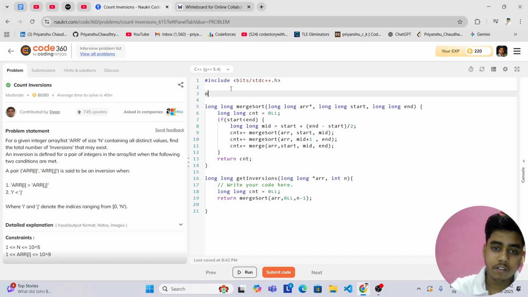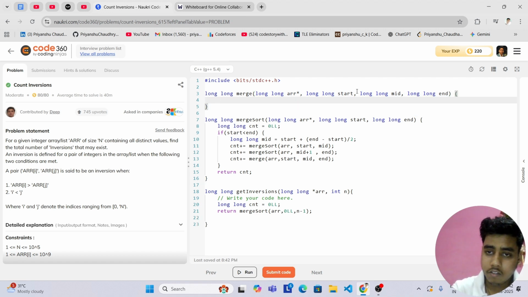Similarly we will write the merge function also. This is just the merge function, nothing else, and that was just the merge sort function overall. So here we will pass the array, start, mid, and end. If I'm missing anything, no.